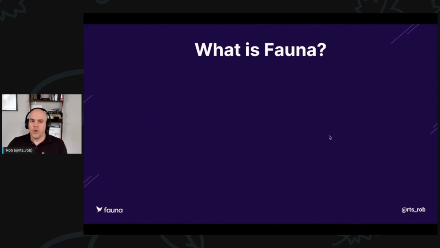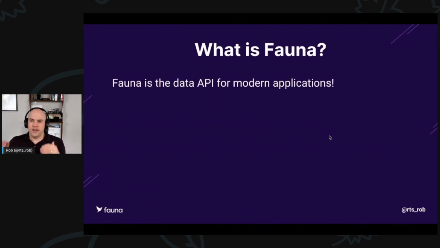So first, what is Fauna? Fauna is the data API for modern applications, and there's a lot tied up in that definition, right? So we're talking all about data, we're talking about an API, and we're talking about modern applications like single-page apps, like serverless applications, containerized applications, even microservices. But really, any application that you're building for today and tomorrow can benefit from Fauna. You can add that migration functionality into legacy applications to get you into an up-to-date stack.